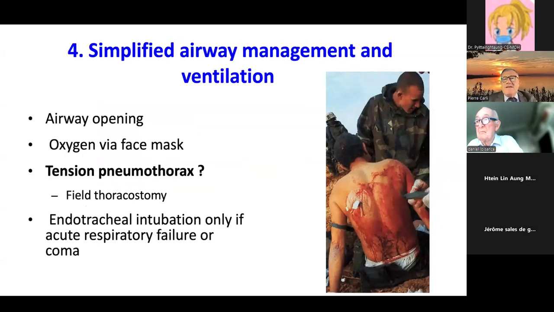Next point, ventilation. Ventilation and the simple management of ventilation. We will explain later how to mix all this together, but opening the airway, that's basic of EMTs. If possible, oxygen. My aim is tension pneumothorax. Tension pneumothorax is a killer, and tension pneumothorax must be clearly assessed as soon as possible, and the treatment will be a field thoracostomy. That means making a hole, and you set in place a special bandage that makes the air go out of the chest, no more tension, no more shock.